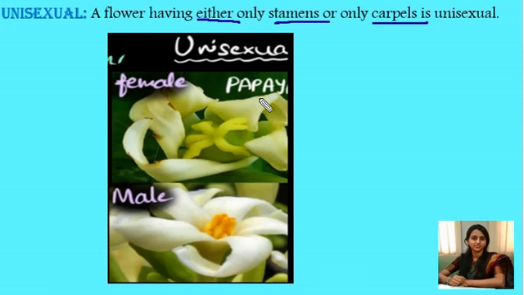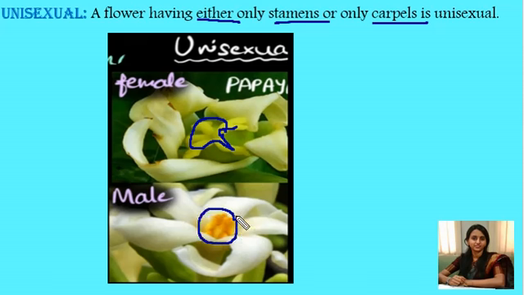Unisexual flowers. You look at this, this is a unisexual flower in case of papaya. So this is the female flower, it consists of only carpels. Okay, so these are carpels. There are 5 carpels. Okay, so this is the female flower, and you can look at this is a male flower because it consists of only stamens. Here you can see the stamens are present.